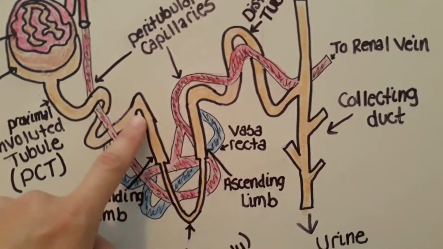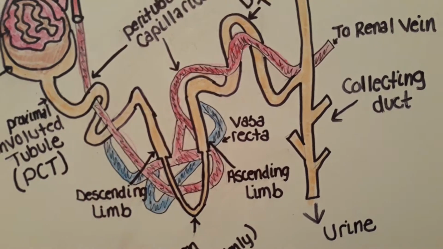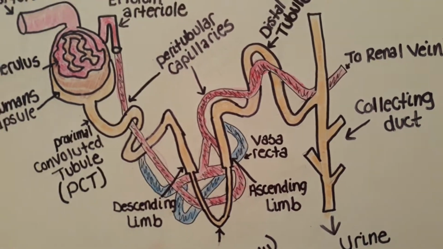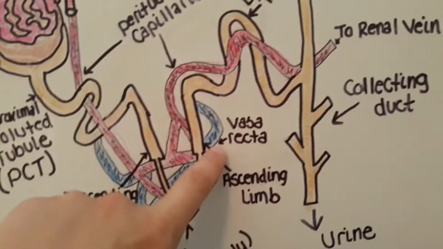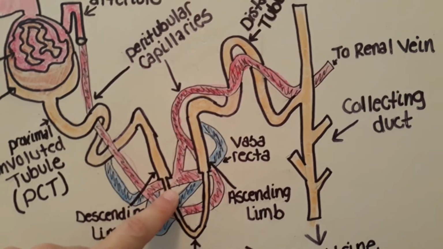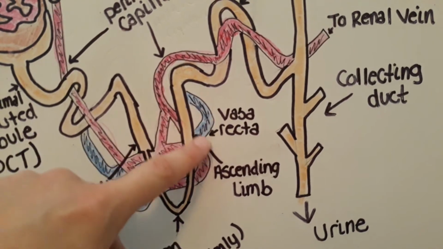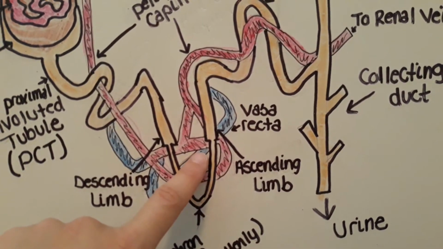So there's a descending limb, which is right here, and it reabsorbs water from the tubule but not salt, and it concentrates tubular fluid. And then the ascending limb actively reabsorbs sodium and potassium and is impermeable to water. And here's the ascending limb. This causes the tubular fluid to become more dilute.